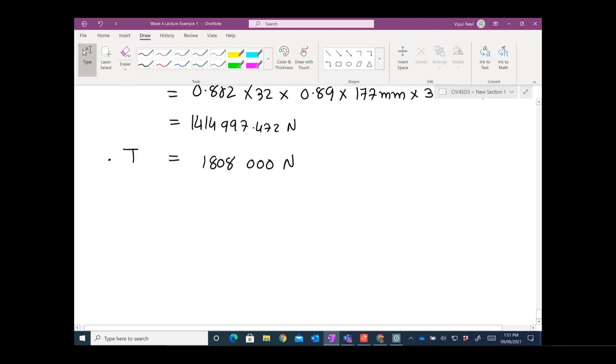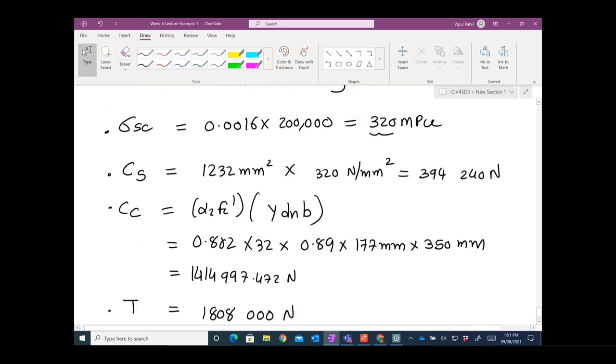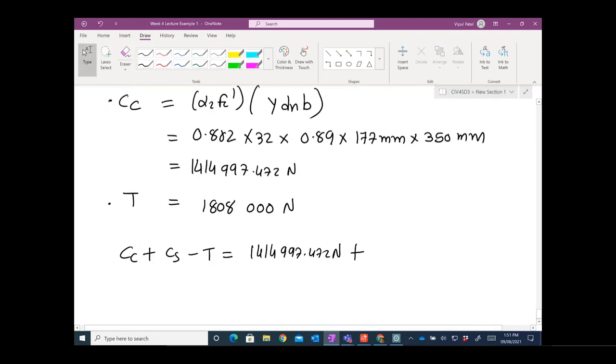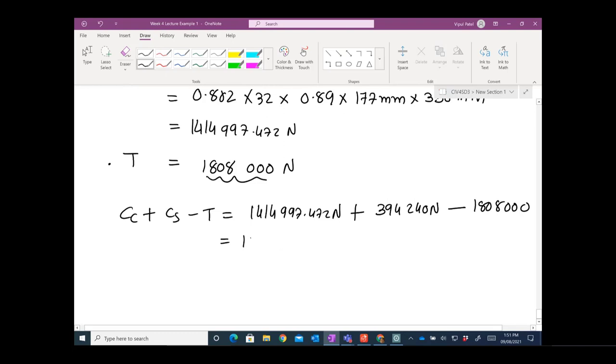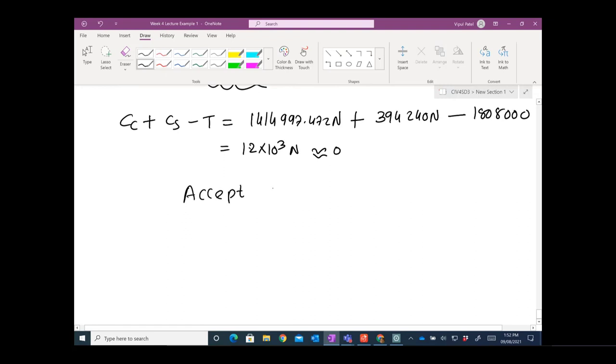So let's check CC plus CS minus T. You have 14,997.472 newtons plus 394,240 newtons, take away 1,808,000. So you will get almost 1.2 times 10 raised to 3 newtons, which is almost zero. We can't get exactly zero because of rounding errors and all, but it's very close. So let's say we accept DN equal to 177 millimeters.